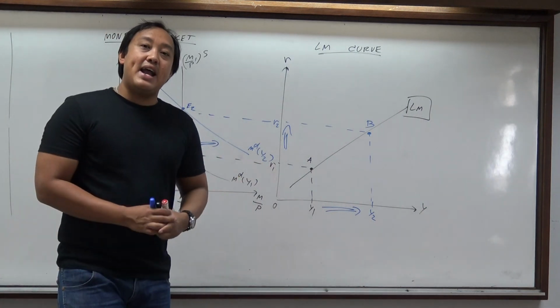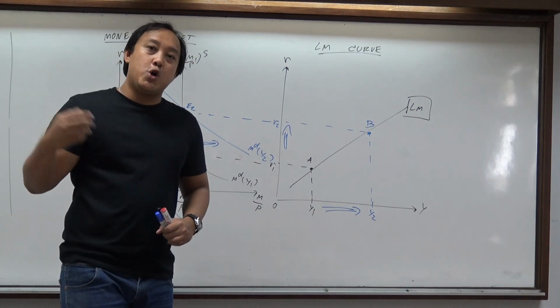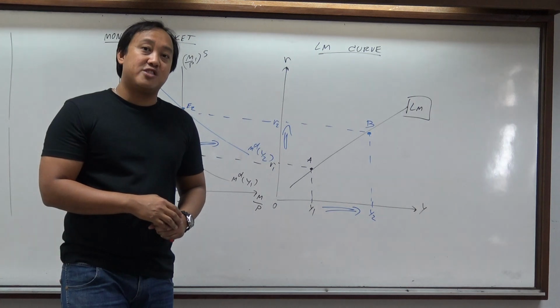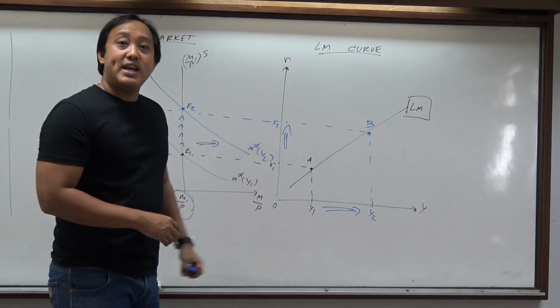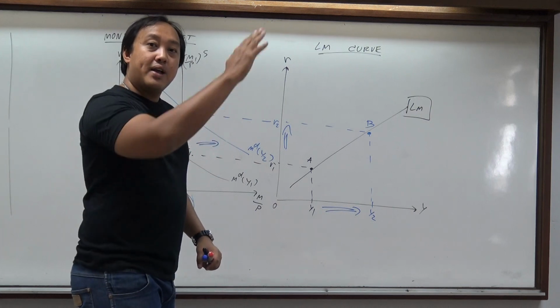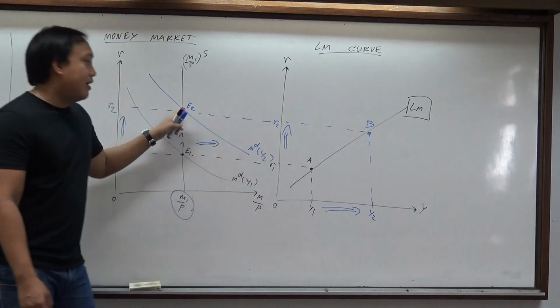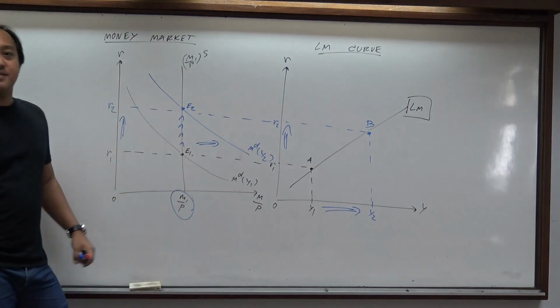Don't forget, the IS curve always goes down and is always linked to the output market, the Keynesian cross model. The LM curve, on the other hand, always has a positive slope going up, and is always linked to, or comes from, the equilibrium point in the money market.